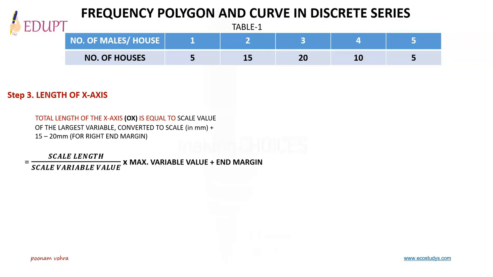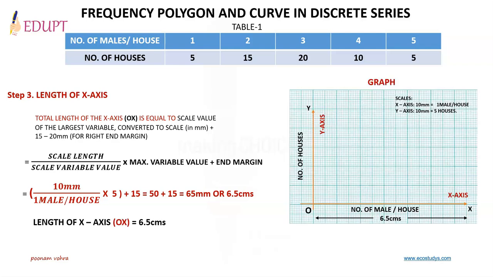Then you need to find the length of the x-axis. Total length of x-axis is equal to the scale value of the largest variable converted to scale in millimeters, plus 15 to 20 millimeters for right end margin. So the formula is scale length divided by scale variable value, into maximum variable value, plus end margin. It turns out to be 10 millimeter divided by 1 male per house, into 5, plus 15. So it is 65 mm or 6.5 centimeters. So the length of x-axis is 6.5 centimeters.